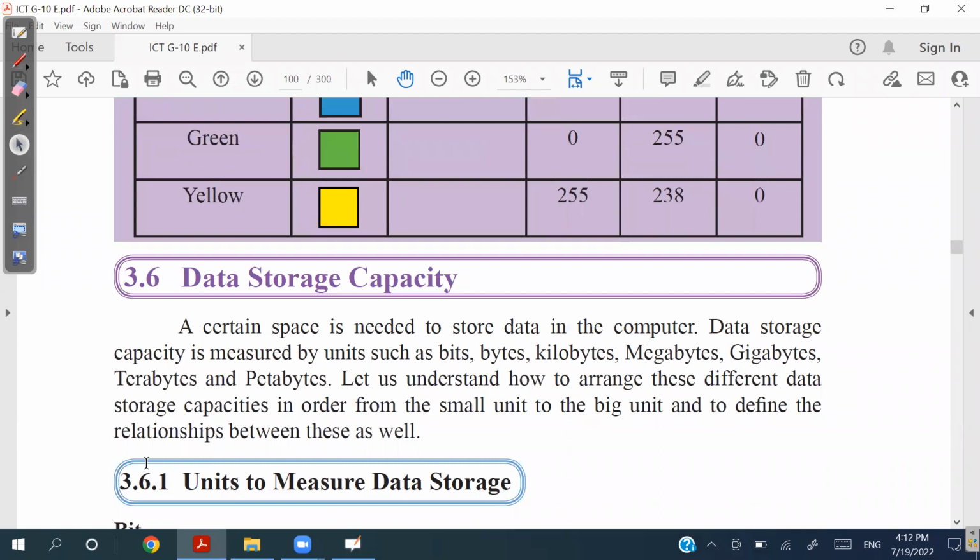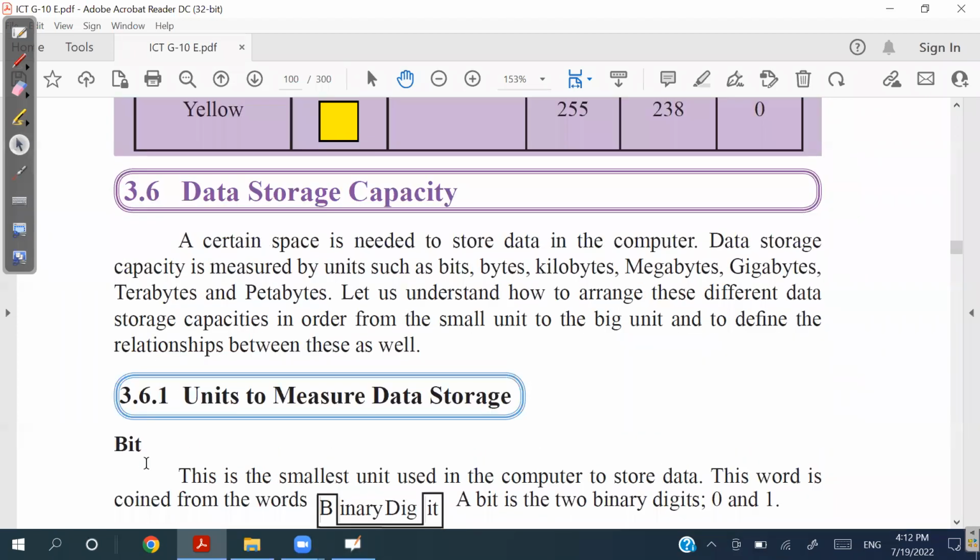All right. So let's go with this data storage capacity. It's better you have this subheading, data storage capacity.